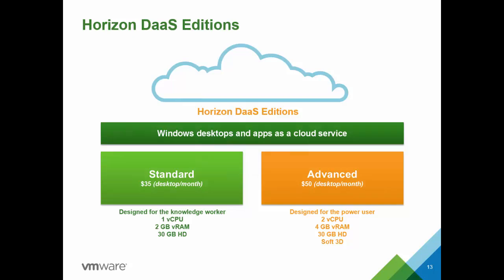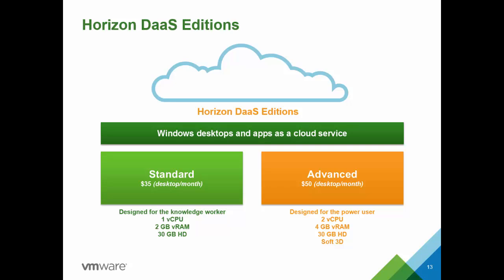So DaaS is broken down into two editions. You have a standard and an advanced. The standard is $35 a desktop per month, and the advanced is $50 a desktop per month. As you see, the difference between them is basically the resources, the number of vCPUs or VRAM or hard drive, and then the advanced also has some soft 3D rendering capability as well.